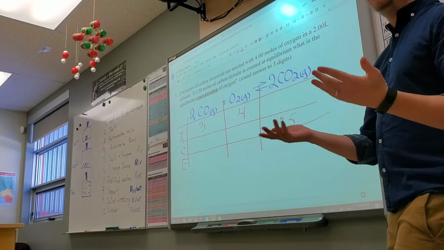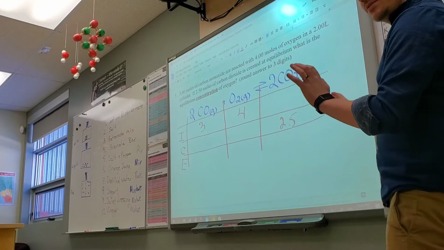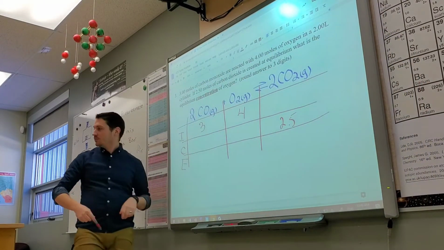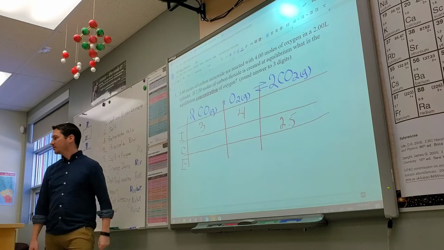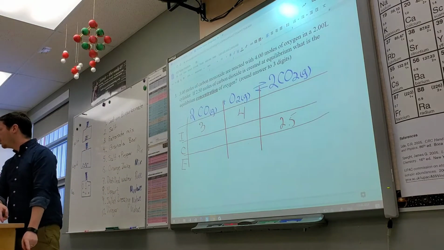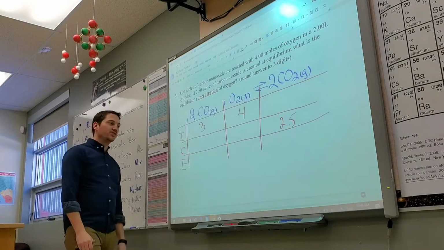Do we kind of know the problem associated with this? What do these numbers mean? What are the units attached to these numbers? Moles. And whenever possible, what do we want to turn it into? Moles per liter. We sure do.